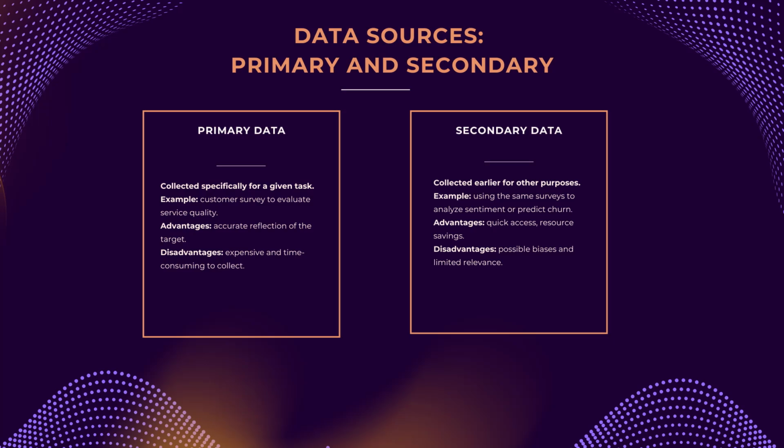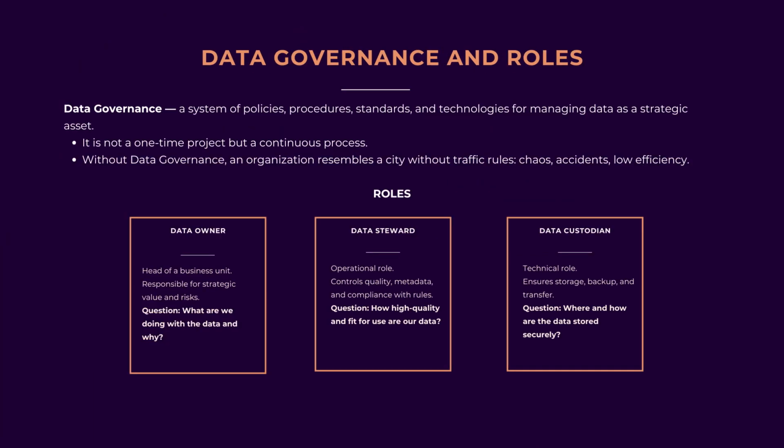Understanding this difference is critically important for assessing data quality and applicability. Primary data usually reflect the target task more precisely, but their collection requires more time and resources. Secondary data are available immediately but may contain biases and be not fully relevant. We have already said that data quality, their management, their sources, and metadata add up to a single discipline called data governance.